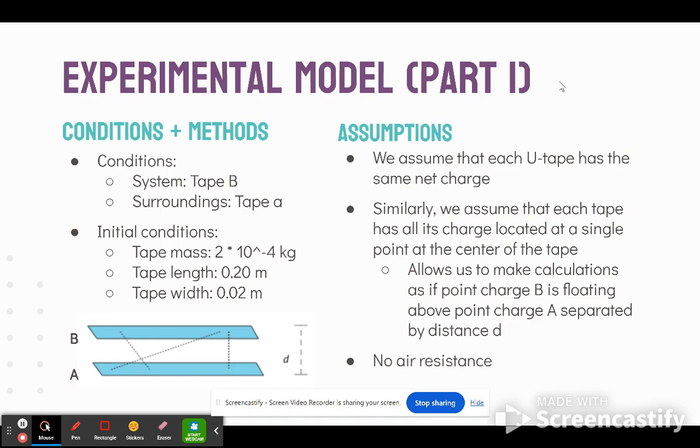For this model, I had to assume that each U-tape had the same net charge. Similarly, I assumed that each tape has all of its charge located at a single point at the center of the tape. Doing this reduces the problem's complexity, and it allows us to make calculations as if point charge B is just floating above point charge A, separated by a distance d. And also I ignore air resistance.